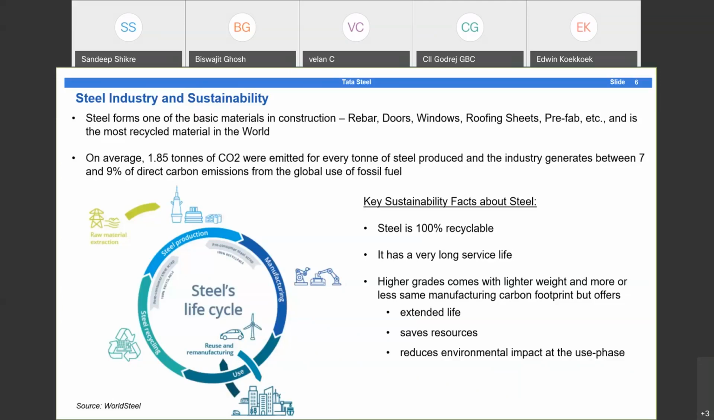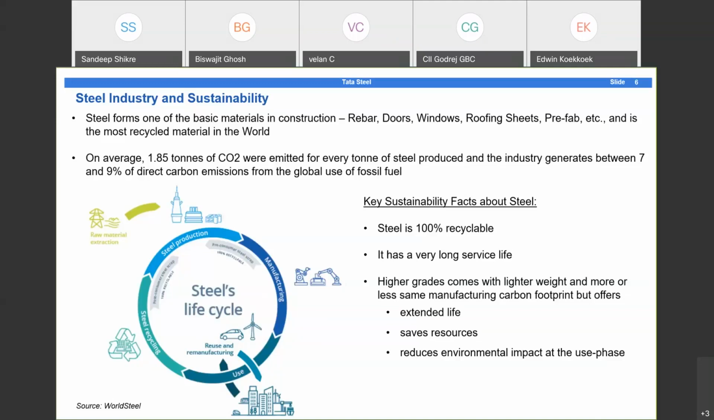Higher grades of steel, meaning higher strength levels, come with lighter weight and more or less the same manufacturing carbon footprint. Now, this point is a little important, so I'll explain a little more. When we manufacture higher strength levels of steel, it does not mean that the CO2 emissions increase. The CO2 emissions are more or less fixed by the process route, and as long as the process route doesn't change, the higher strength grades do not necessarily mean a higher CO2 footprint.